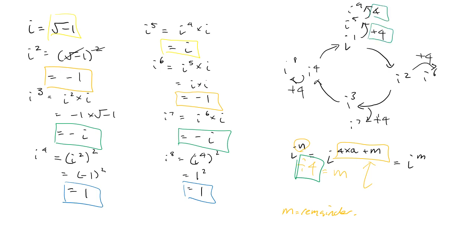Okay, I'll explain this through an example. Let's say we had i to the power of 14. Our first step is to divide 14 by 4. Then we have 3 remainder 2. So we can write this as i to the power of 3 times 4 plus 2, which will be equal to i squared, which is -1.